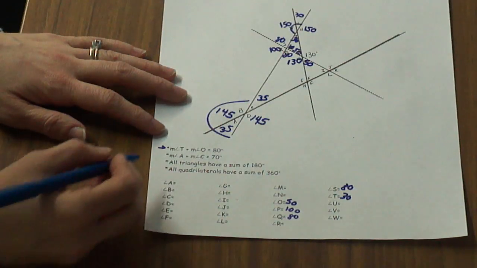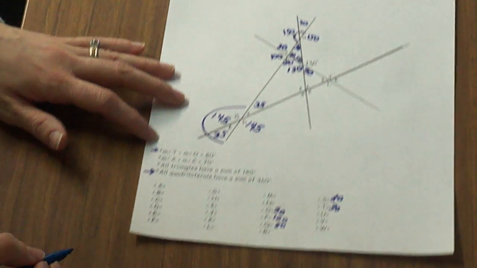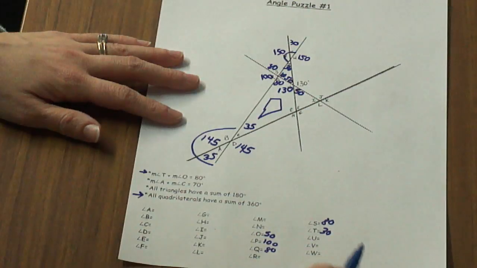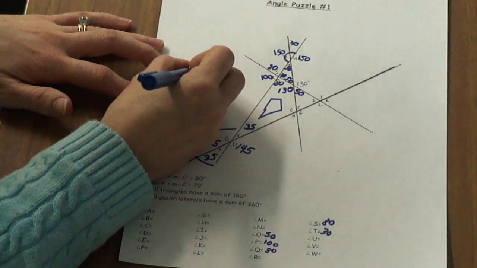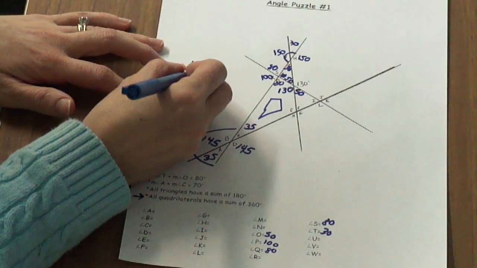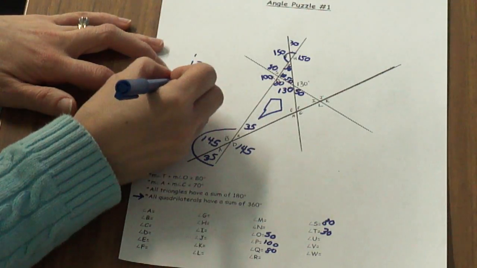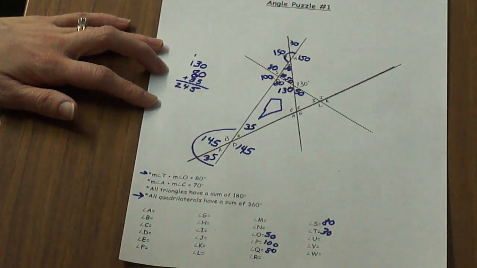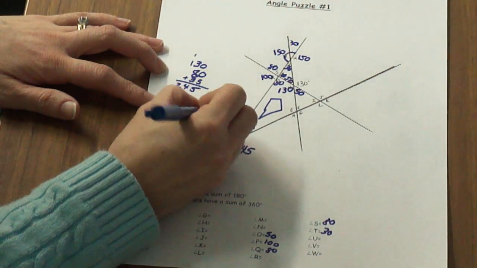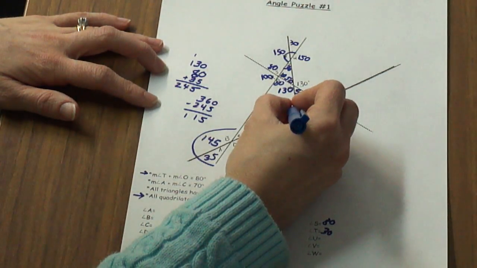I now have another clue to use. Down here it says quadrilaterals have a sum of 360 degrees. So using this quadrilateral right here, I see I have three angles but not the fourth. I have an 80, a 130, and a 35. When I add those together, 6 and 8 is 14, I get 245. 360 is the total. I'm left with 115 for this remaining angle.